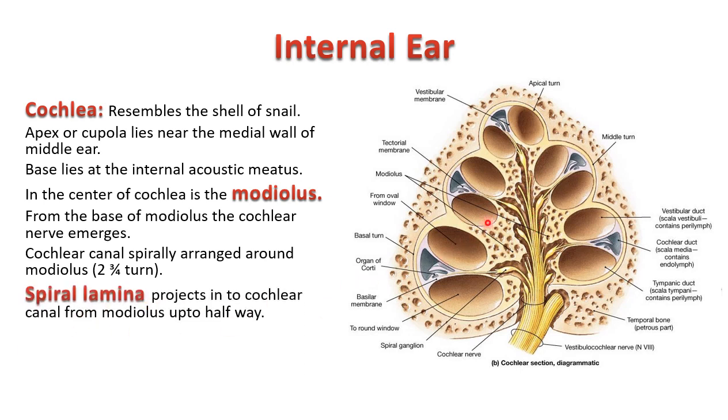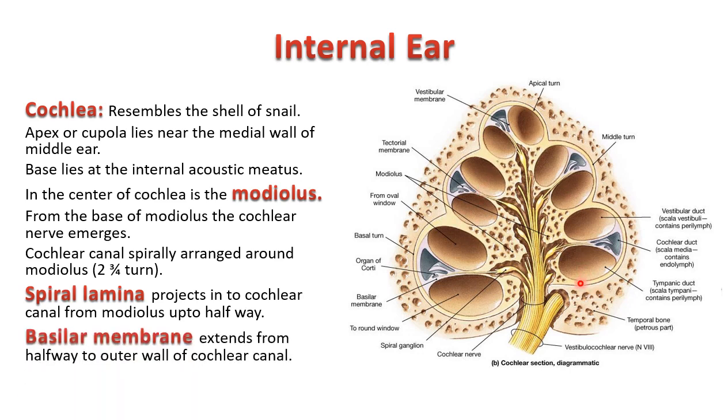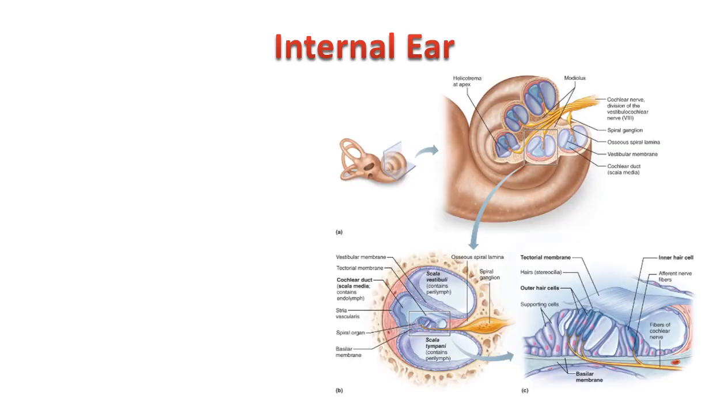Now the spiral lamina from the modiolus, just recollect that picture of the screw, projects into the canal. This whole canal is called the cochlear canal. Now this spiral lamina does not go and touch the outer wall of the cochlear canal. It stops in between. And what touches the lateral wall or outer edge is this membrane, which extends halfway across the cochlear canal to the inner aspect of its outer wall.